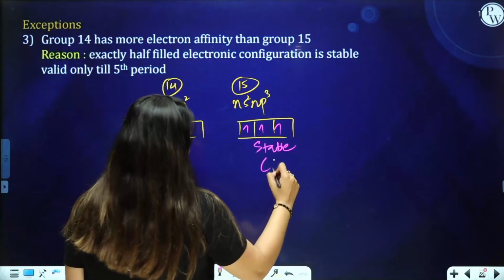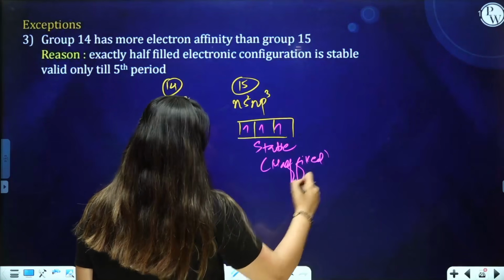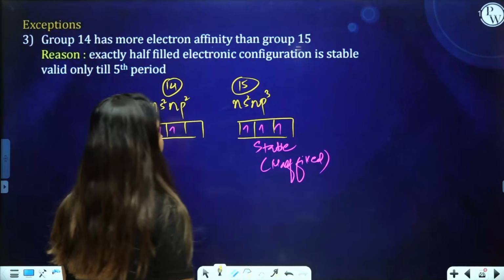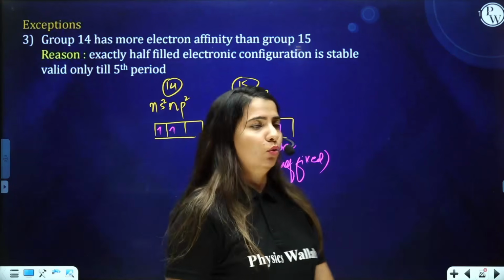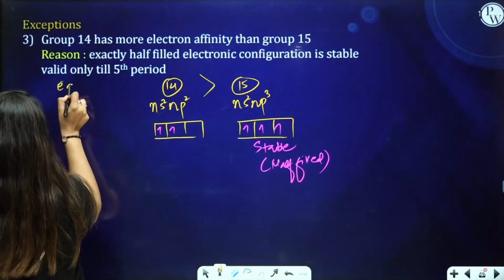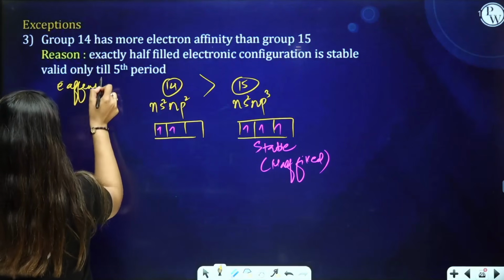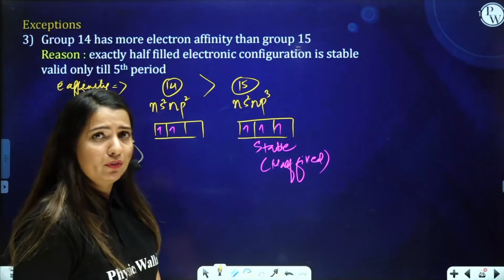Obviously this is stable. Why? Because it is half filled. If it is half filled, it will be more stable. So acceptance of electron is more in group number 14. You have to remember this. Electron affinity of group number 14 elements is greater than group number 15 elements.